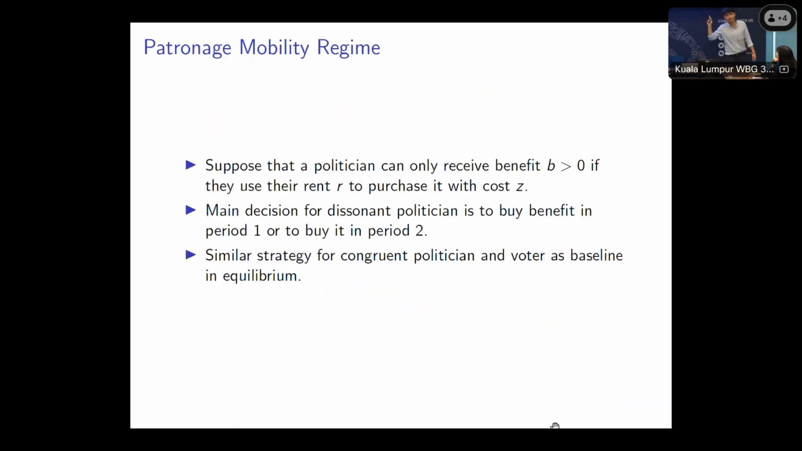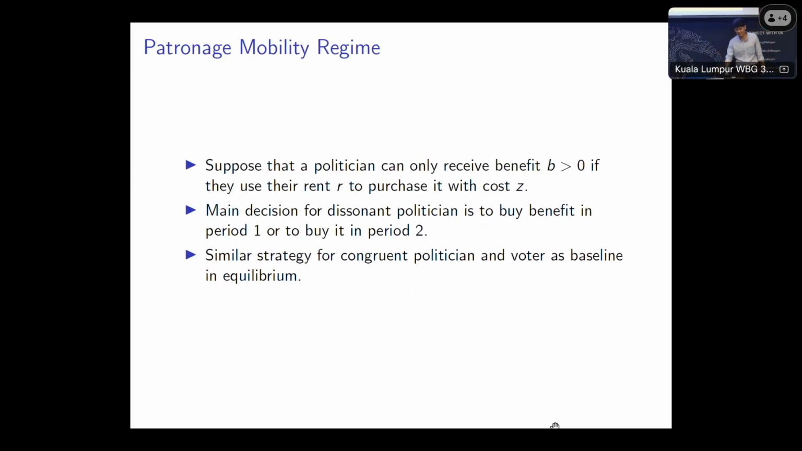Okay, so the patronage mobility, right? A politician can only receive the benefit if, let's say, they use their rent. So we remove that merit mobility, right? And we introduce this institution where the politician can only receive the benefit of the social status improvement if they use their rent to purchase the cause. So this is the patronage mobility regime that you were hinting at.